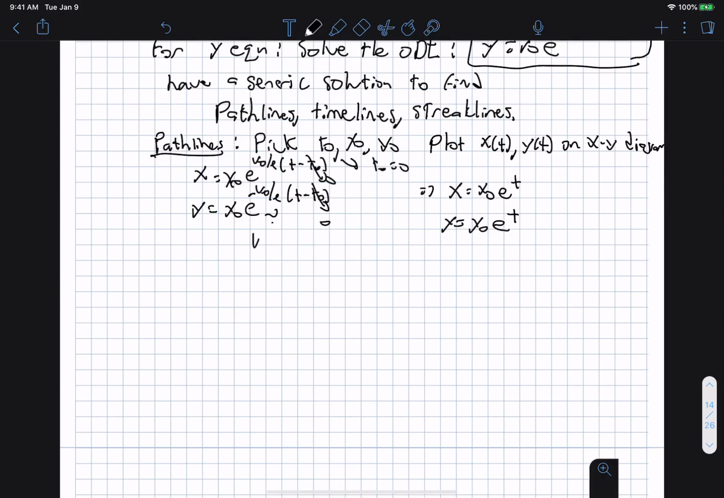And recall that v naught over L is equal to 1 over s in terms of units. Okay, or is this equal to 1?